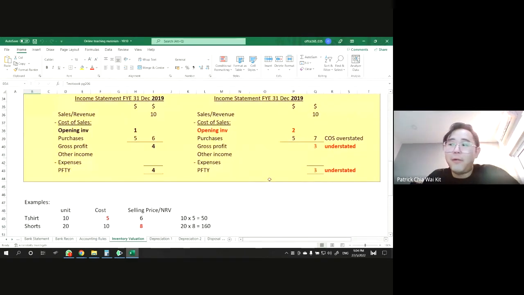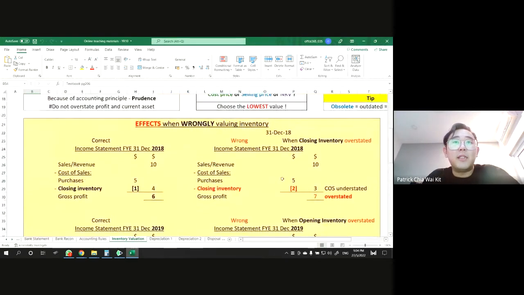Because all the workings are done, you can see for yourself the effect when we overvalue our inventory. So this is it, the effects when wrongly valuing inventory. Look at this example on the left hand side. This is the correct thing to do. Let's say sales is $10, purchases is $5. If you have sales, you must buy first, that's why you must have purchases. And when we buy a lot, we are not able to sell off everything, so we assume there's a closing inventory. So $1 closing inventory is the correct number, let's say.